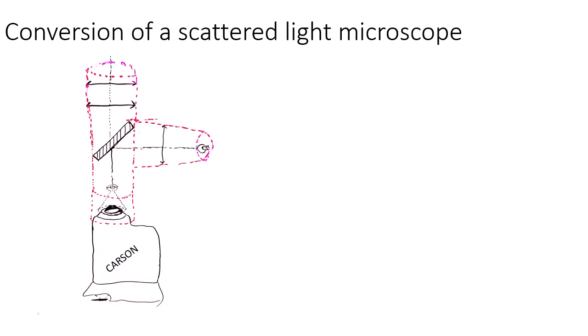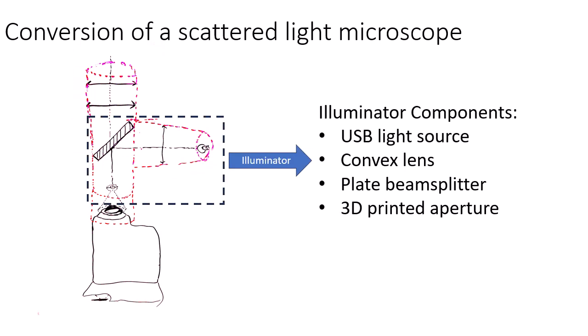So how do we want to convert this? What we want to do is essentially 3D print some housings, put all our optics on top, and couple the light in through this illuminator. That consists of a USB light source, a convex lens, a plate beam splitter, and a 3D printed aperture, which I'll get into why we need in a moment.